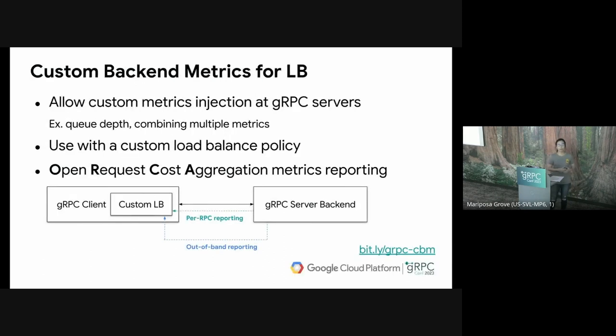We have been working hard to expand our support in load balancing, and one of them is custom backend metrics. This is a mechanism in the gRPC library that allows you to inject your own custom metrics at the gRPC server, and these metrics can be used with your load balancing policy. We follow the Open Request Cost Aggregation standard, so you can report your custom metrics from your backend in two ways. The first option is sending us the metrics when the RPC finishes, and the alternative is to create a side channel and periodically send out the metrics to us. If you want to learn more about the feature, follow the short link at the bottom ending with gRPC-CBM, and that will take you to our developer guides with example code.